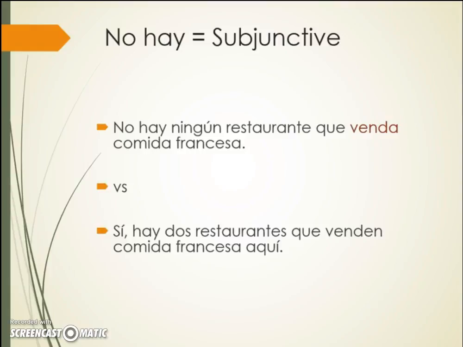Versus, here's the same sentence in the indicative. Sí, hay dos restaurantes que venden comida francesa, there we go, aquí. So I'm saying there are two restaurants that sell French food around here, okay? So once I say there are, they bring themselves into existence, and you can see venden comes from the verb vender, and it is in the indicative.